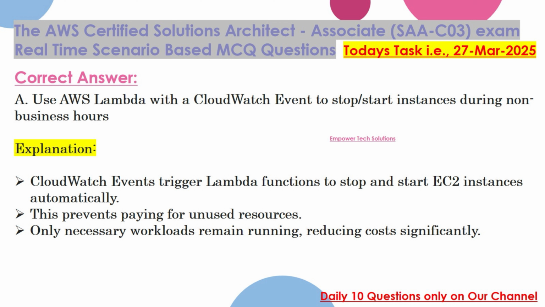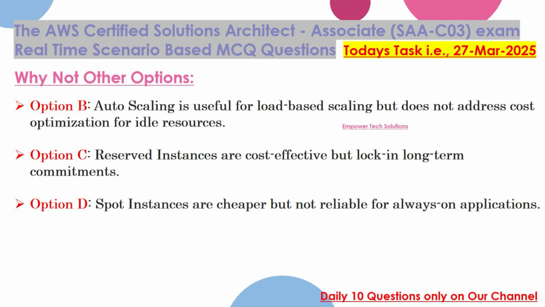Explanation: CloudWatch events trigger Lambda functions to stop and start EC2 instances automatically. This prevents paying for unused resources. Only necessary workloads remain running, reducing costs significantly. Why not other options? Option B, auto-scaling is useful for load-based scaling but does not address cost optimization for idle resources. Option C, reserved instances are cost-effective but lock in long-term commitments. Option D, spot instances are cheaper but not reliable for always-on applications.